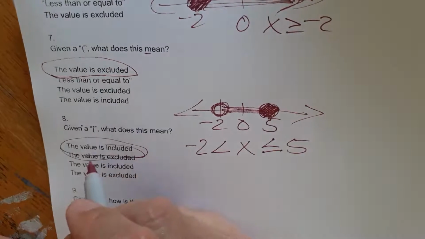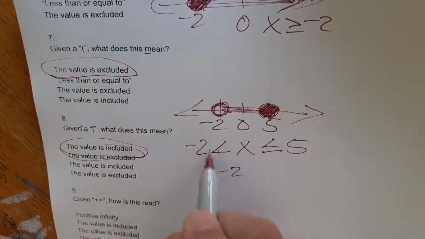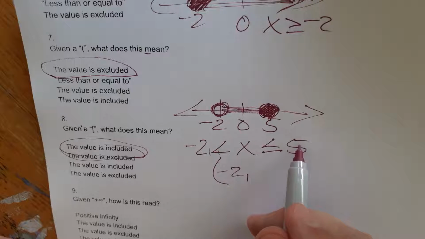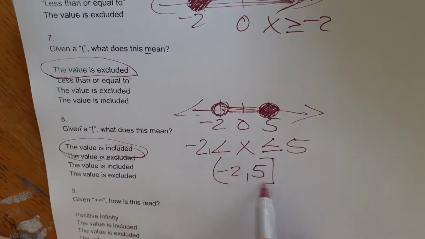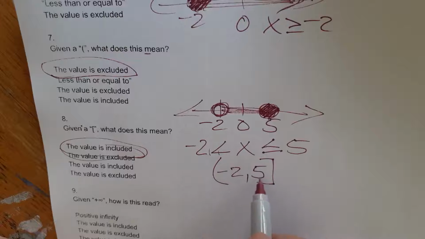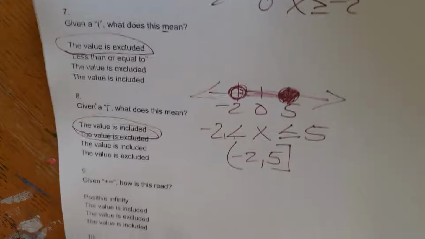How do you write that with the brackets and the parentheses? Well, -2 is the lower value, and it's not included, so use a parentheses, comma, and the 5 is included, so use a bracket. Set notation is completely different from a coordinate point, you guys. This says it's going from -2, not including the value because it's a parentheses, and including 5 because it's a bracket. All right, this would be inequality notation, and this would be set notation.